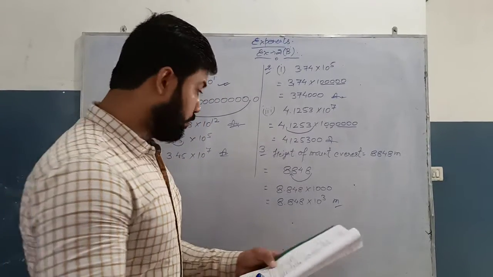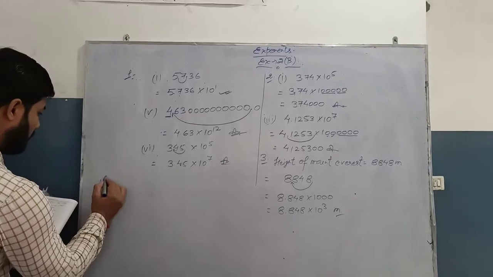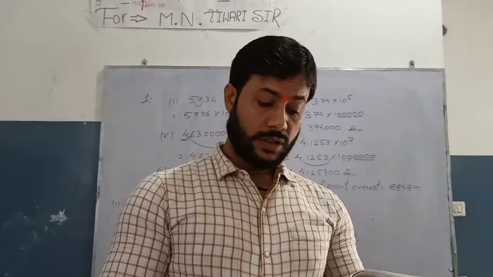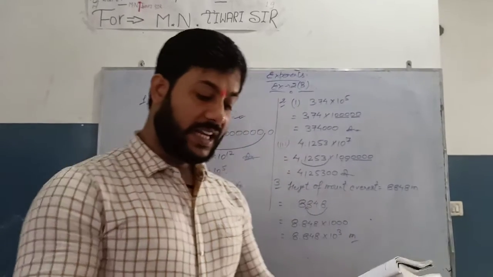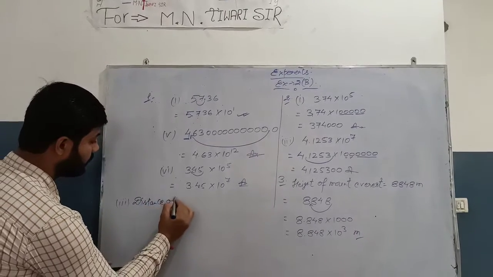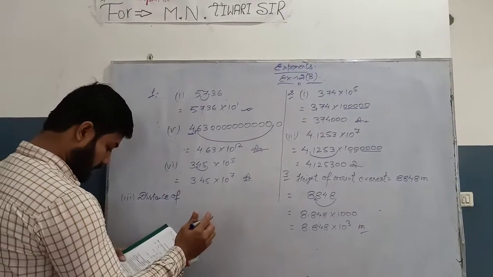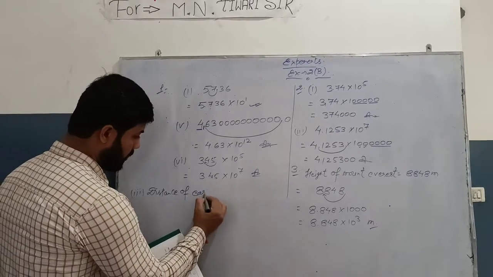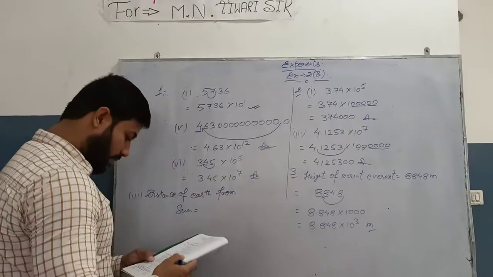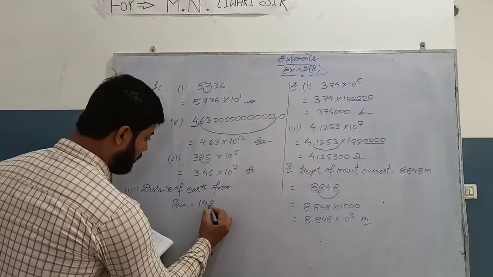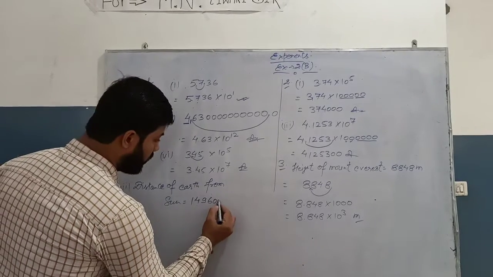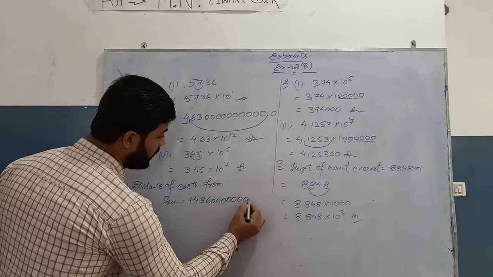Now we'll take one more question from it. Question number 3. The distance from Earth to the Sun is given. Write it in standard form. So the distance of Earth from Sun that is given is 1496. How many zeros? 1 2 3 4 5 6 7 and 8.